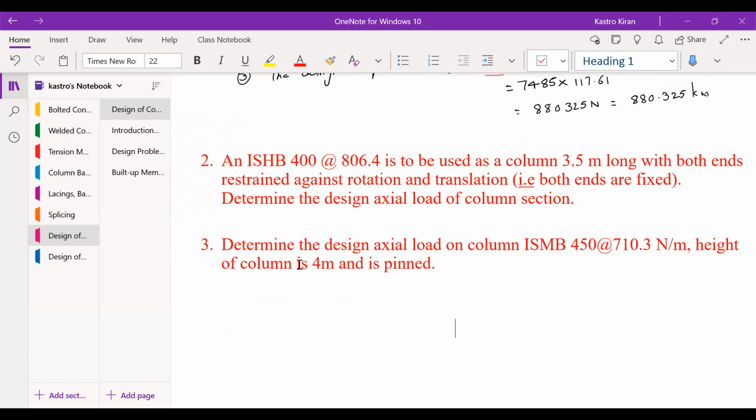In the next class, we'll talk about the same models of problems. How will you design?